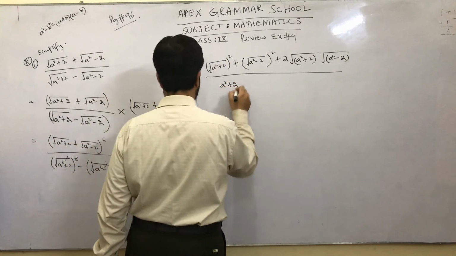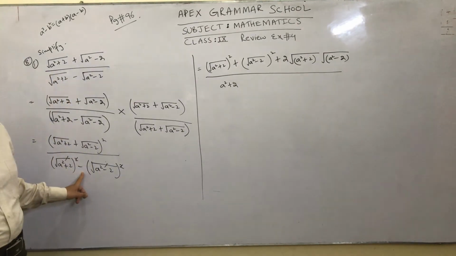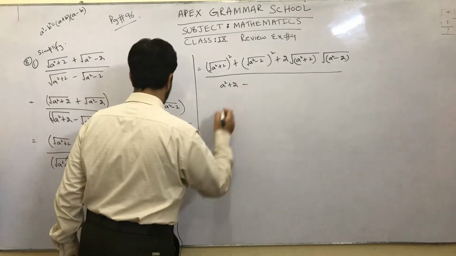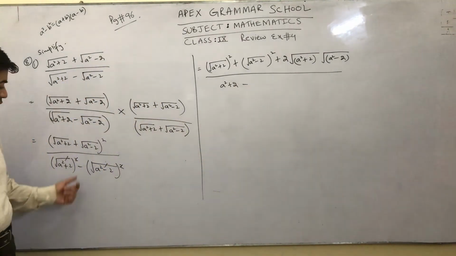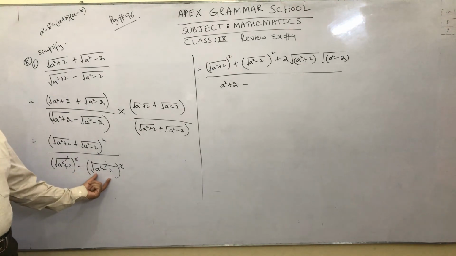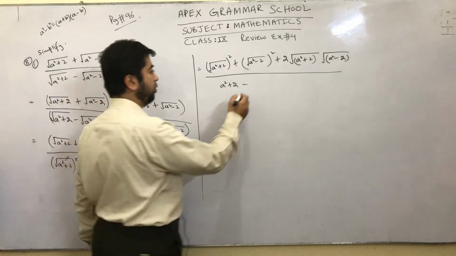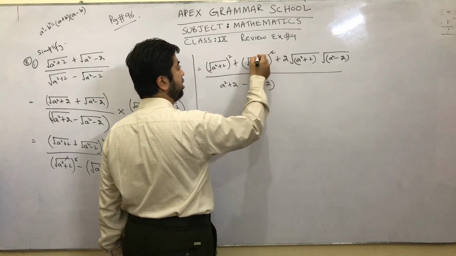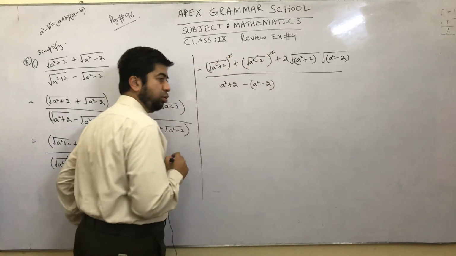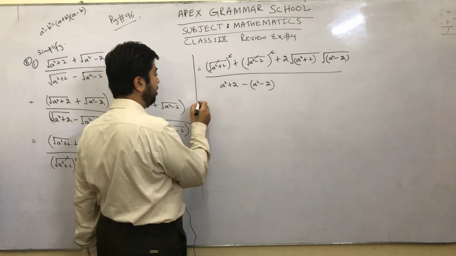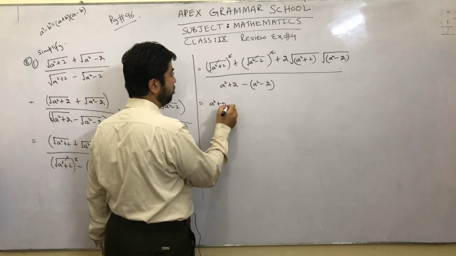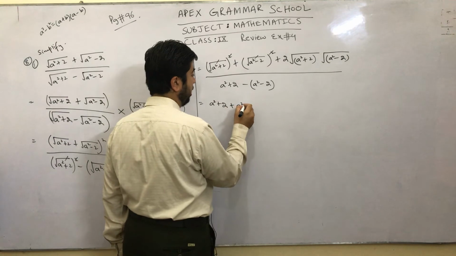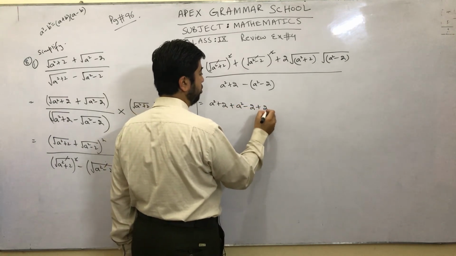After the minus sign, you very well know about that: you have to write every expression within brackets. So within brackets, a square minus 2. Now see that this square is cancelled with this square root, this square is cancelled with this square root. So now this is a square plus 2 plus a square minus 2 plus 2.